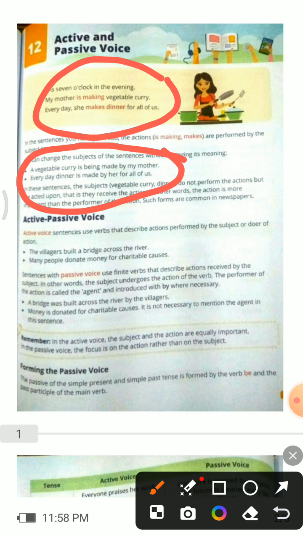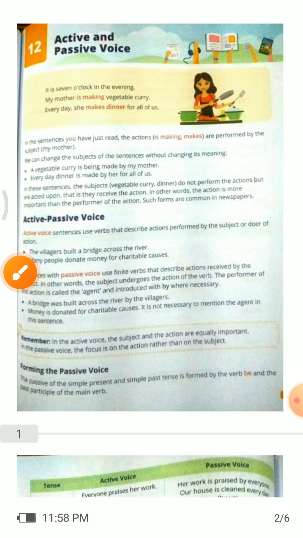Now, see the second one, which says, every day she makes dinner for all of us, right? Now, see how it is changed. Every day dinner is made by her for all of us. Now, see the sequence. Are you noticing some change here? In the first one, my mother is at the beginning and vegetable curry is at the end. Now, when we transform it, we find vegetable curry at the beginning and my mother at the end. Isn't it, children? I hope everybody agrees with me.